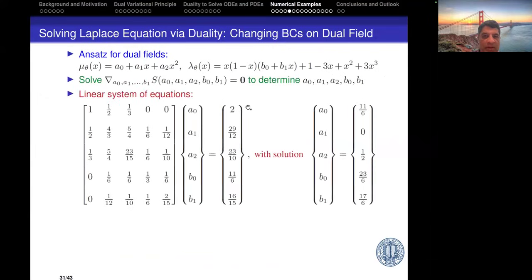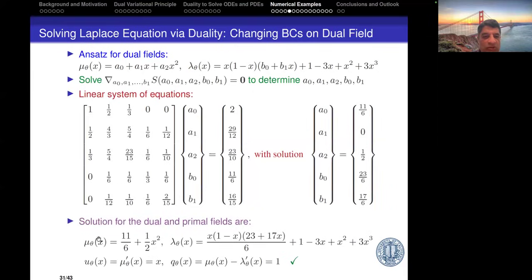The left-hand side has remained the same. My right-hand side coefficients are changed. Of course, this solution has changed, and this solution has changed. Mu is 11 by 6 something. This is, again, a cubic function, which is something else. But the solution recovered is exactly the same, as it should be, to demonstrate that it does not depend on the boundary conditions you impose on lambda. So those are arbitrary in some sense, right?